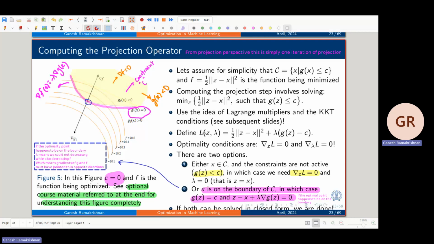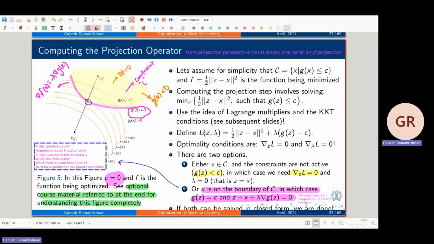So there's a tension, as was pointed out earlier. If the optimal point happens to be on the boundary, then what should happen? It means we could not decrease the value of g further while also decreasing f. If it's on the boundary, it means that if I decrease g, I'll end up increasing f. So the gradients of g and f must be in opposite directions, if the optimal point is on the boundary. That is the part in pink.